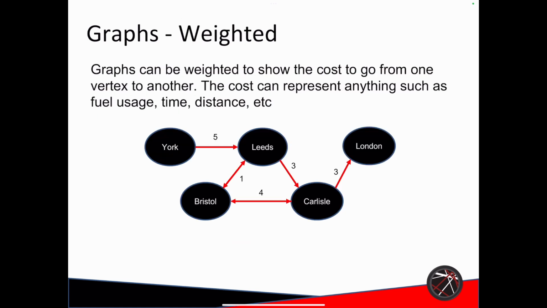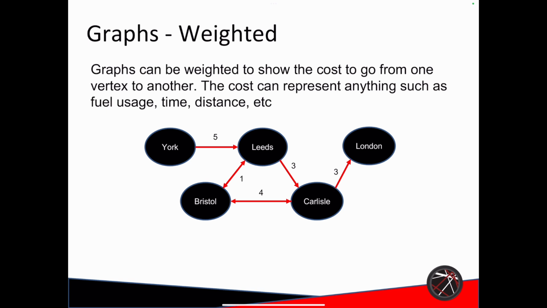We can also weight a graph. In other words, we have a cost of getting from one location to another. So you can see from York to Leeds, it's 5. From Leeds to Carlisle is 3. And then from Carlisle to London is another 3. So in other words, 5 plus 3 plus 3 is 11. To get from York to London, therefore, would come at a cost of 11.